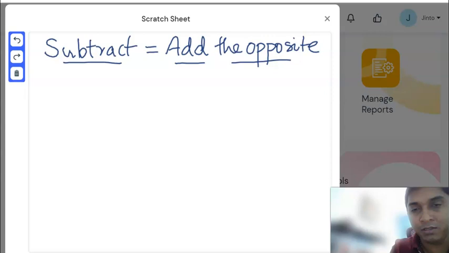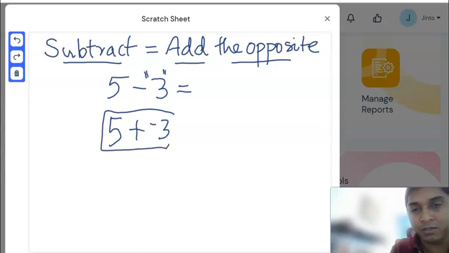For example, in your lower grades you learned the answer for 5 minus 3. You already know the answer, but let's try to find the answer in a different way. Add the opposite. So 5, this subtraction sign, make it into an addition, but this was a positive 3, so you make it a negative 3. Now what's the answer for this one? 5 plus negative 3, this is also 2. That's why this was 2.